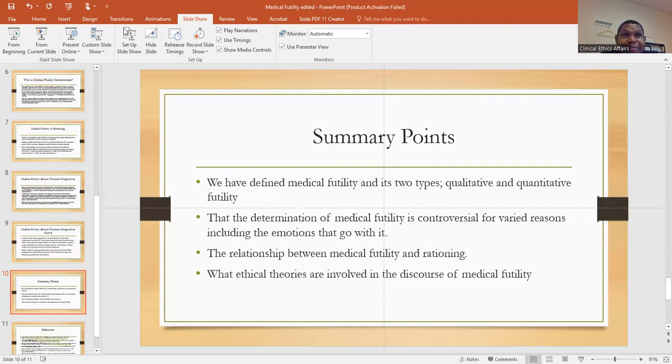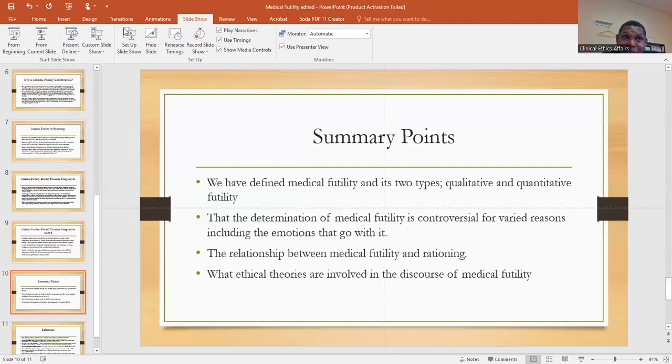Having said that the determination of medical futility is controversial, we went on to talk about how and why determination of medical futility is very important for various reasons mentioned above. We went on to show the relationship between medical futility and rationing, because sometimes they are often confused. Some people might think that medical futility is rationing and rationing is medical futility, but that is not exactly the case.